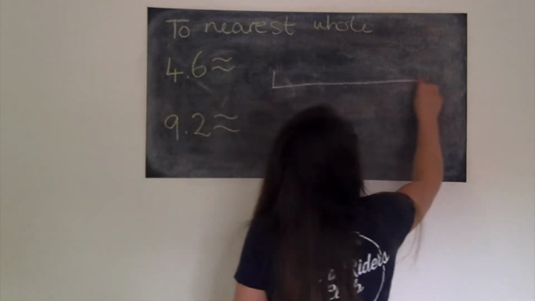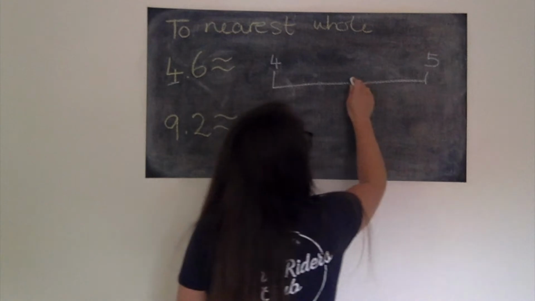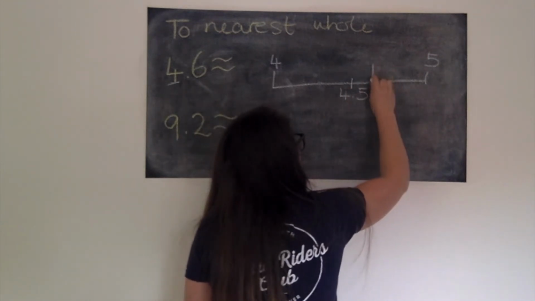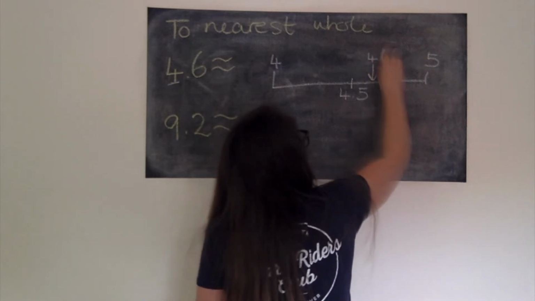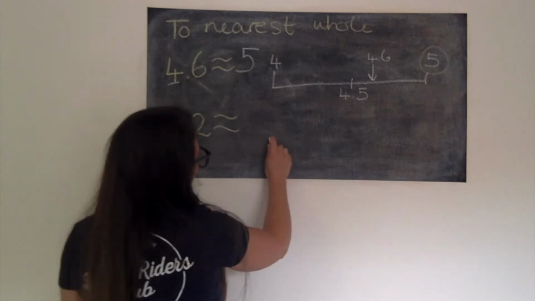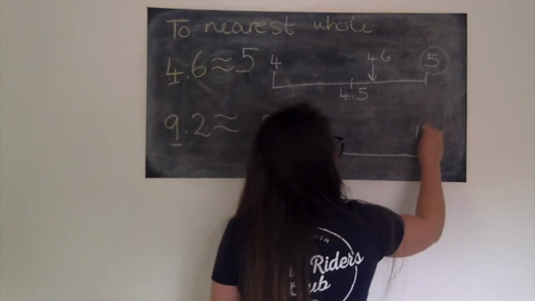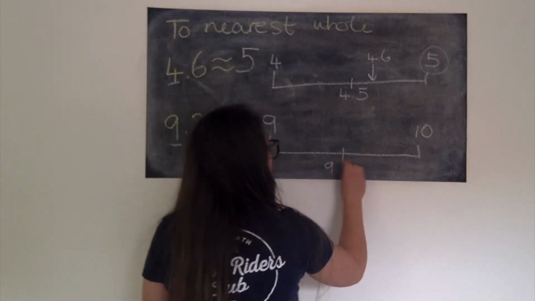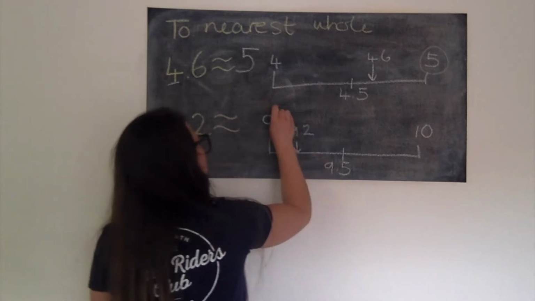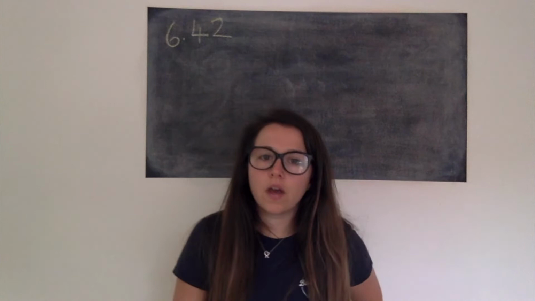Okay, so hopefully you drew your number line. For the first one, the two whole numbers that it lies between are 4 and 5. Halfway between is 4.5, and we know that 6/10 is just after that, so it's closer to 5. And the next one, 9.2. So again, on our number line, the two whole numbers it lies between are 9 and 10. Halfway between is 9 wholes and 5/10. We've only got 2/10, which is just after 9, so the nearest whole number is 9. Okay, well done if you've got those.